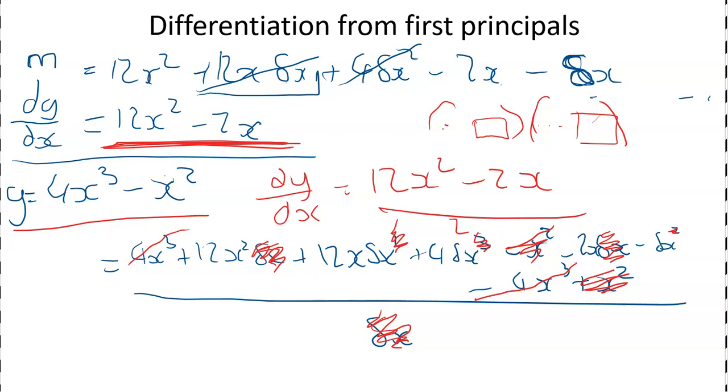Of course, it's much easier to do it just by the rule of times the front by the power, reduce the power by 1, but if you're looking to understand why, or if you are, unlikely, but if you are asked to prove a first principles differential, then that's how you do it.